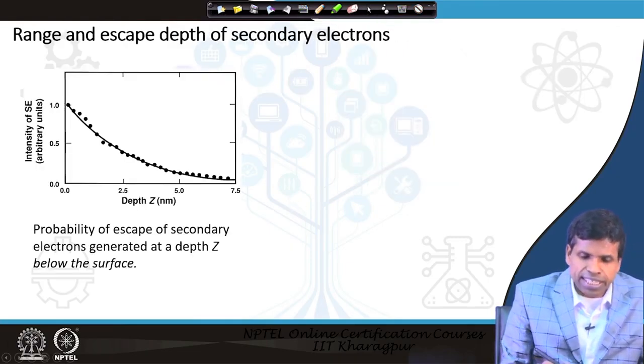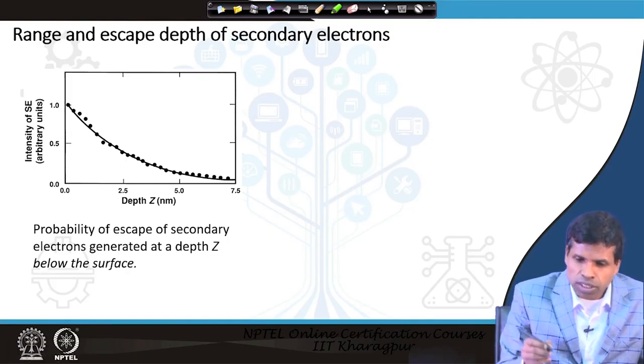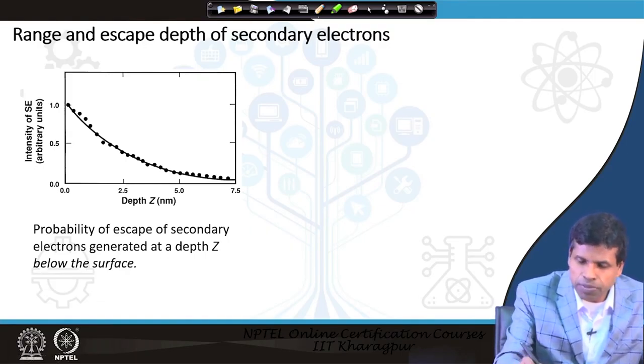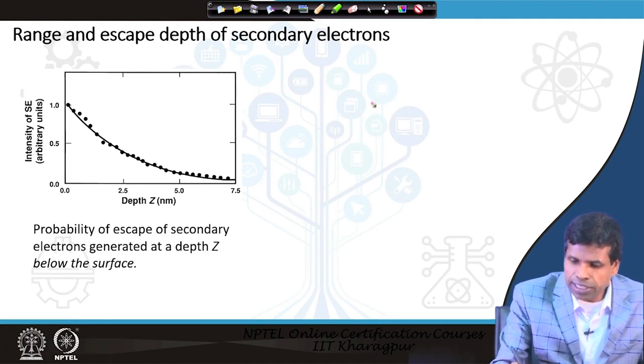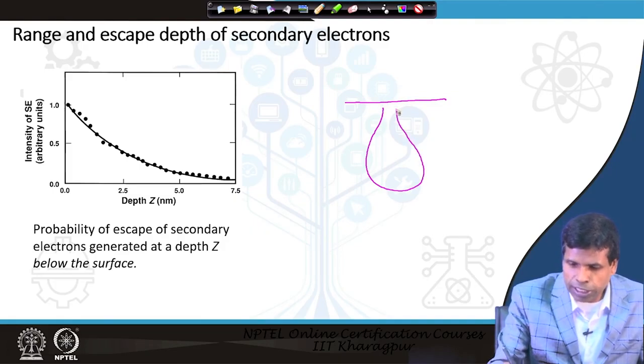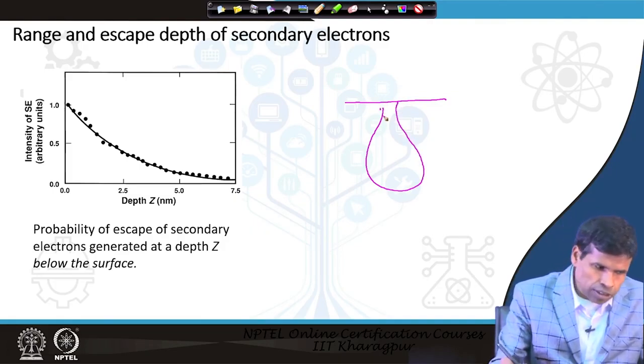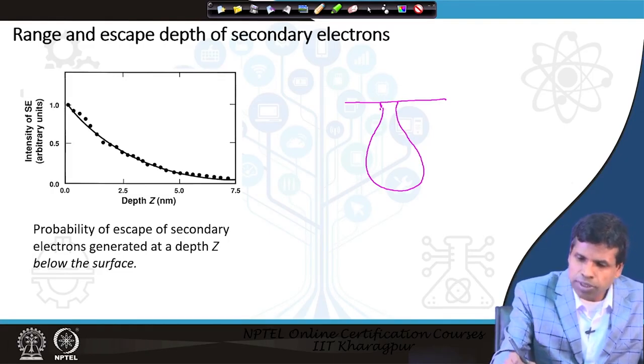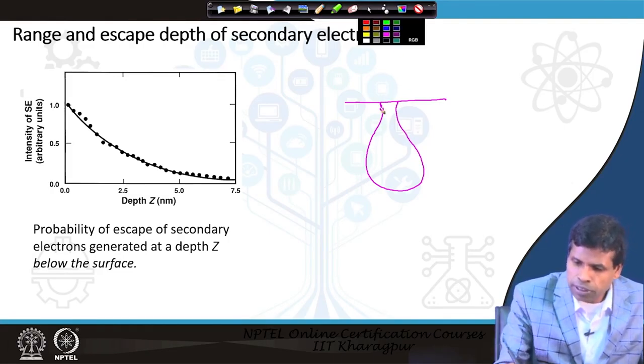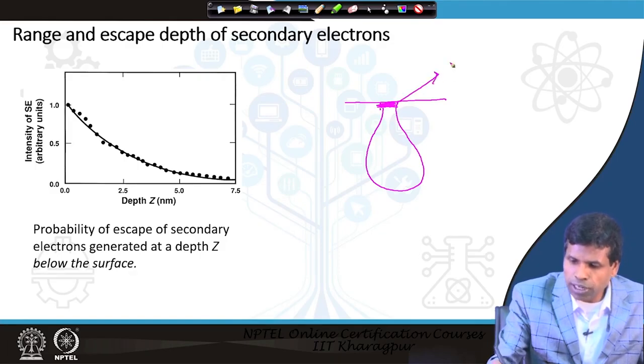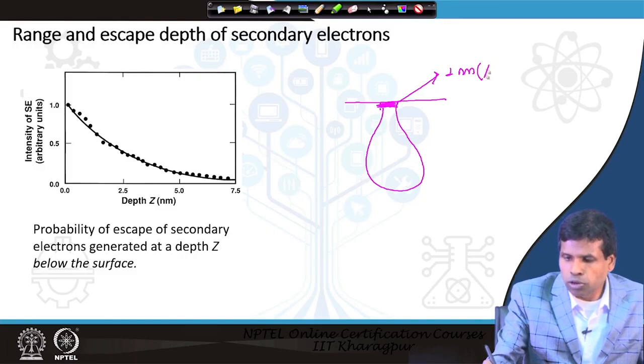So, here is the range and escape depth of the secondary electrons. Let us say this is the specimen surface, and we have an interaction volume like this. From the top region, let us say this thickness is around 1 nanometer, from the 1 nanometer from the surface, mostly Auger electrons come.